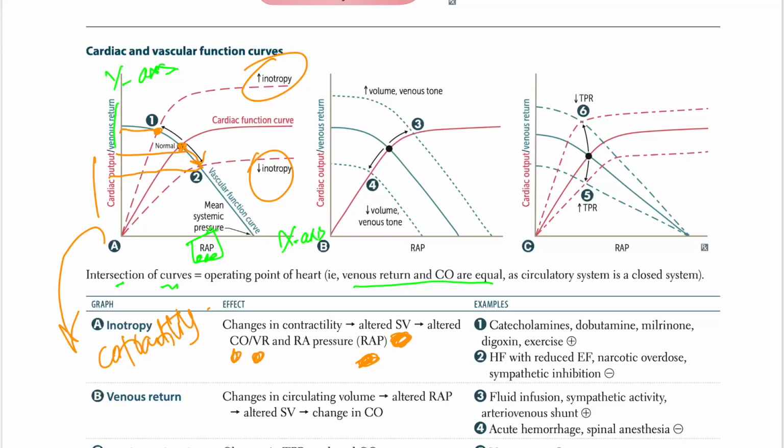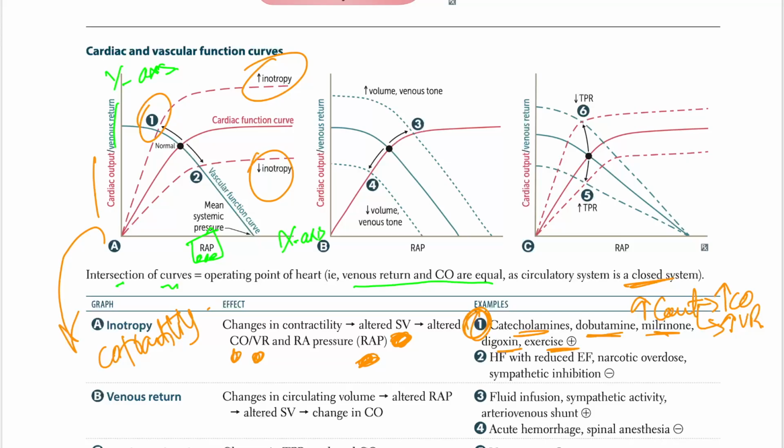So let's read what would increase and what would decrease. In point 1, catecholamines would increase the inotropy, and so the cardiac output and the venous return. Dobutamine, milrinone, digoxin, exercise. Anything that is increasing the contraction of the heart will cause an increase in cardiac output and an increase in venous return, because it's a closed system, as we mentioned. The more goes out of the heart, the more comes back in, which is venous return.